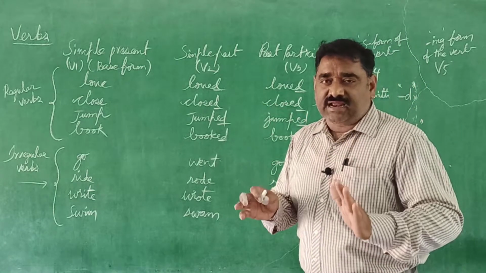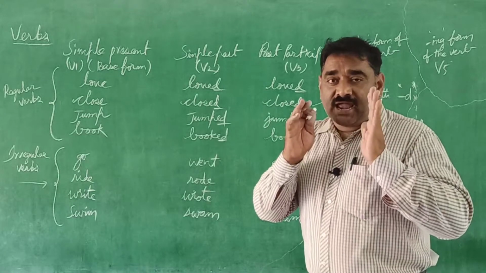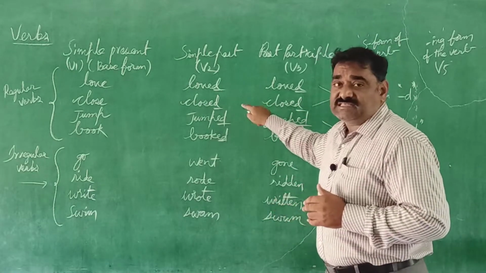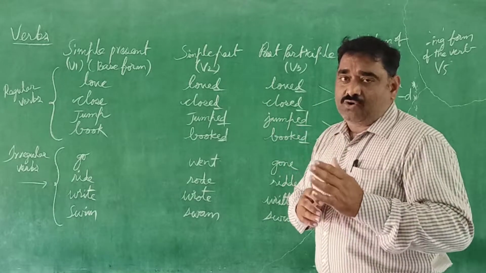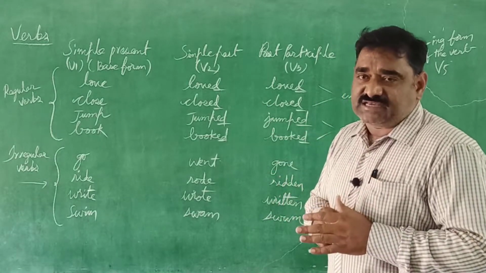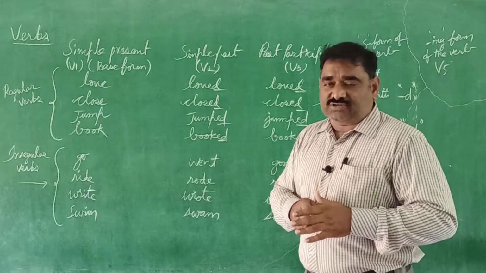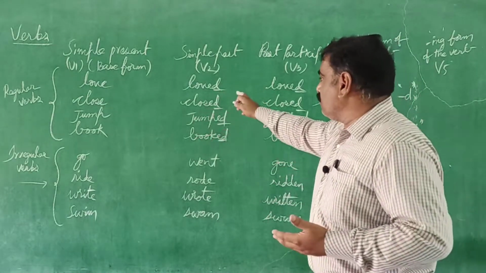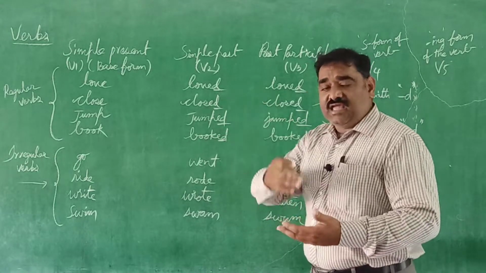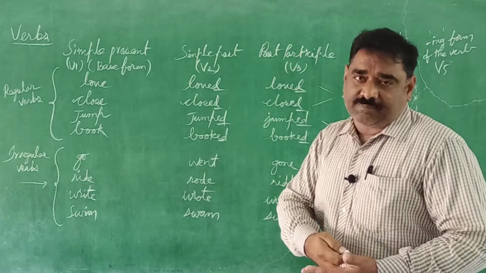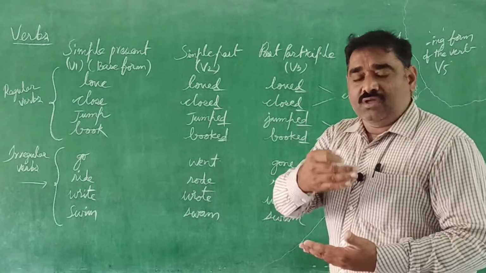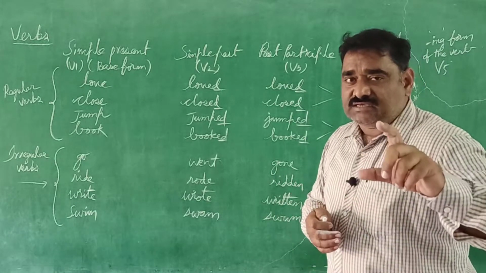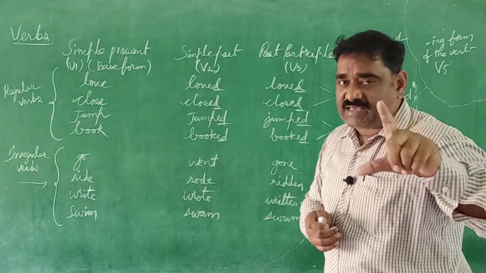Most of the verbs in English grammar, 90% of verbs, belong to this category. Whatever reading passages you have gone through from 3rd class to 10th class, once again go through the reading passages, find out the words which end with D or ED, and list out all the verbs on a paper. Then you will come to know the number of regular verbs that you come across in your reading passages.